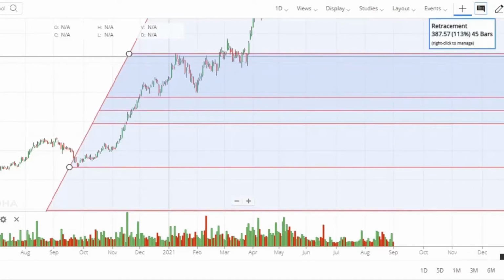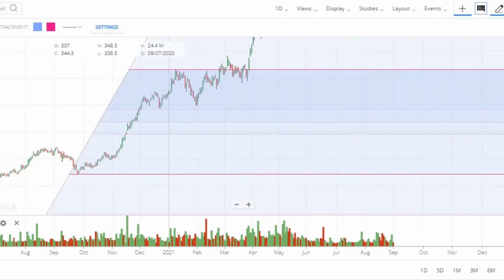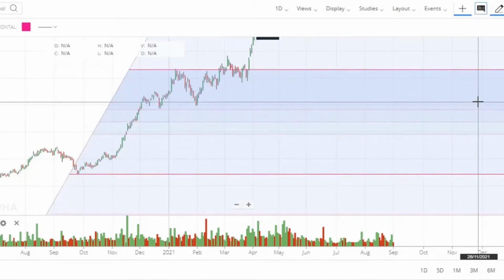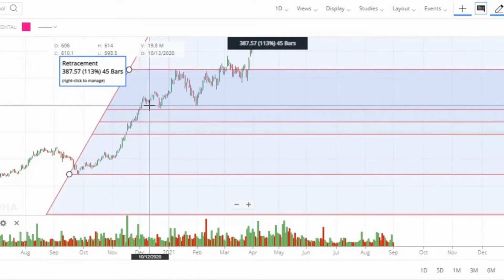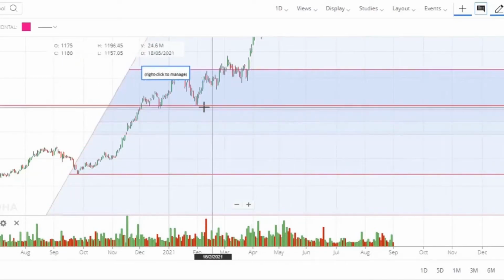But again, you just cannot use it standalone. You have to gather multiple contexts. So there was this 600 level which acted as support for the markets. Now, why 600? If you can see, it never came down to 38.2%. It actually just went up from this level only.